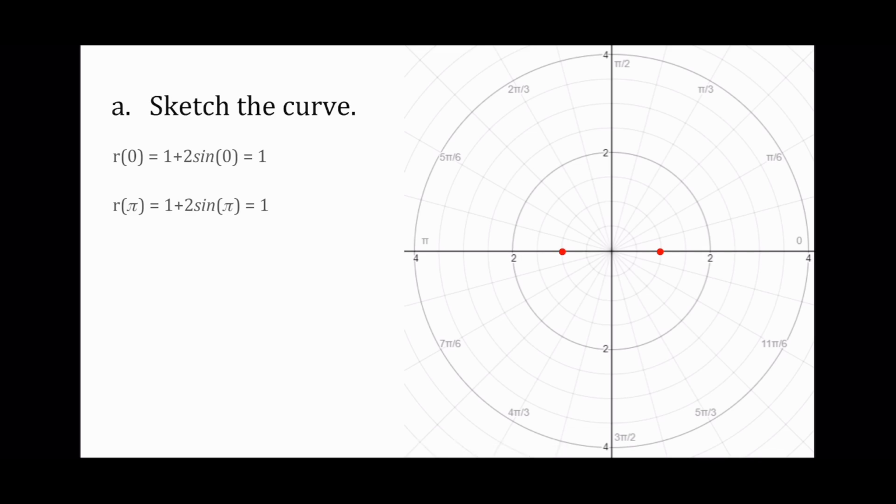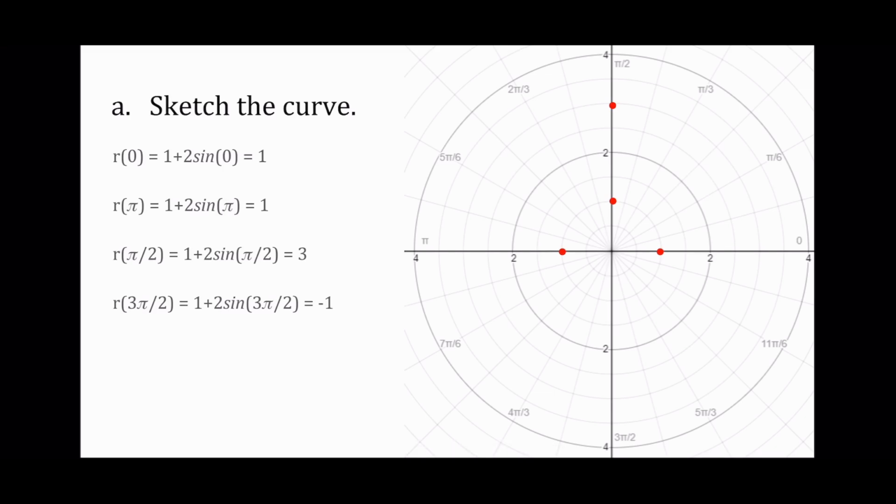Then we're going to do r of pi over 2, and this will be 1 plus 2 sine of pi over 2, which is equal to 3, and this point will be marked out here on the polar graph. And our last point will be r of 3 pi over 2, which is equal to 1 plus 2 sine of 3 pi over 2, which is equal to negative 1. Because this r is negative, it's going to be opposite the direction it would normally be on the polar curve at the angle 3 pi over 2, and so it'll be up seemingly at pi over 2, but it's not, it's just negative.